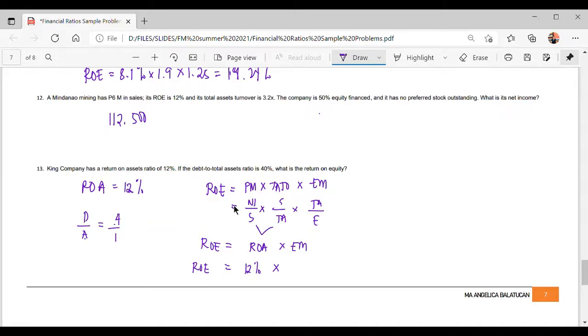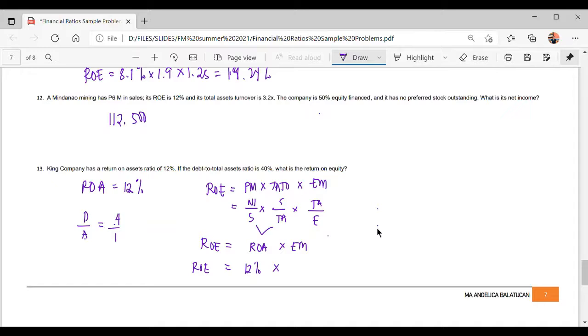So how do we convert this debt to assets to total assets over equity? What is the equity multiplier in the problem, before we get the ROE? Can you write your answer in the chat box? What is our equity multiplier? If the debt to asset is 0.40 or 40%, what is our equity multiplier? Anyone? Can you write your answers in the chat box? How do we derive the equity multiplier here?